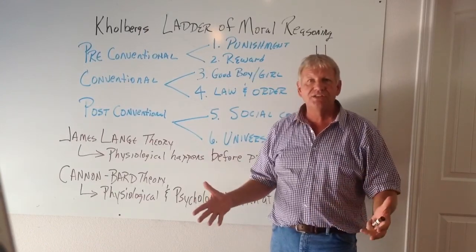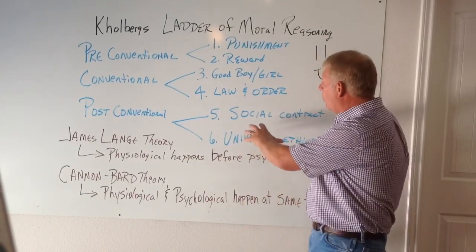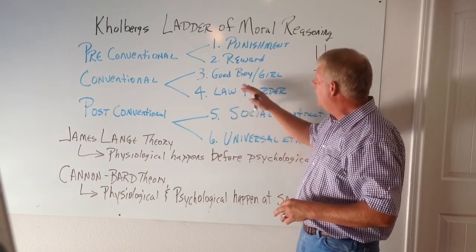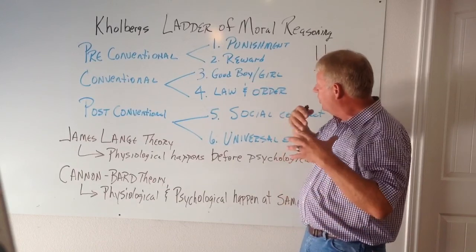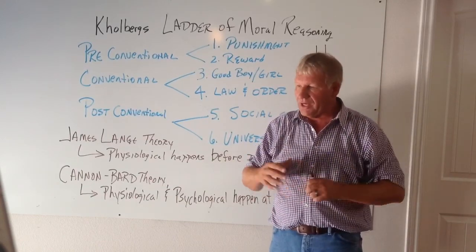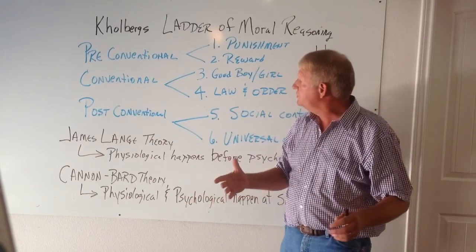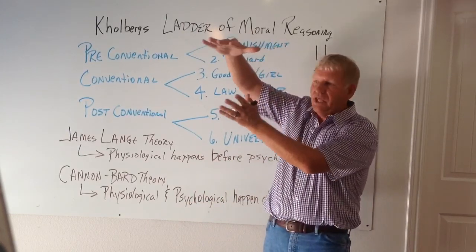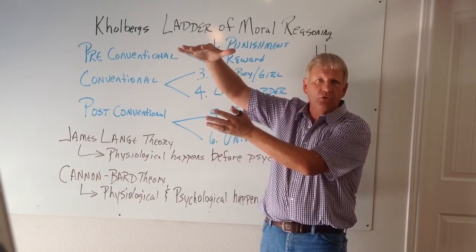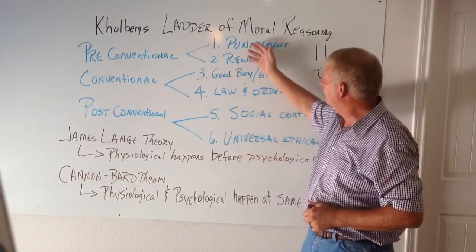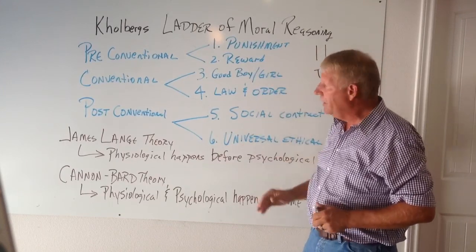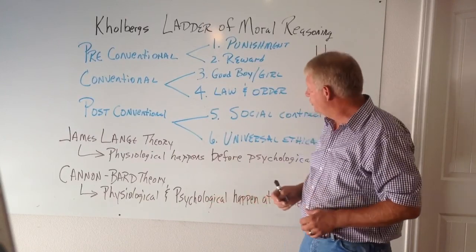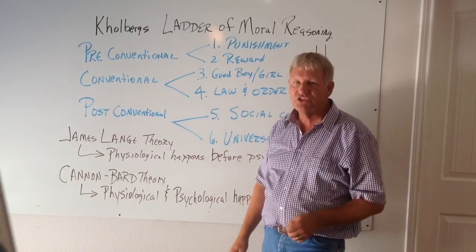But what's happening in today's society? We're getting away from social contract. We're getting away from people seeing law and order. And we're getting a little bit away from good boy, good girl, to the point where there is no social contract and people just do whatever they want to do. Now, that goes right back here to pre-conventional. That's where we have the morality of an 8-year-old. We don't think through what we're doing. And that's the problem with society, that we have some people today that have no social contract.